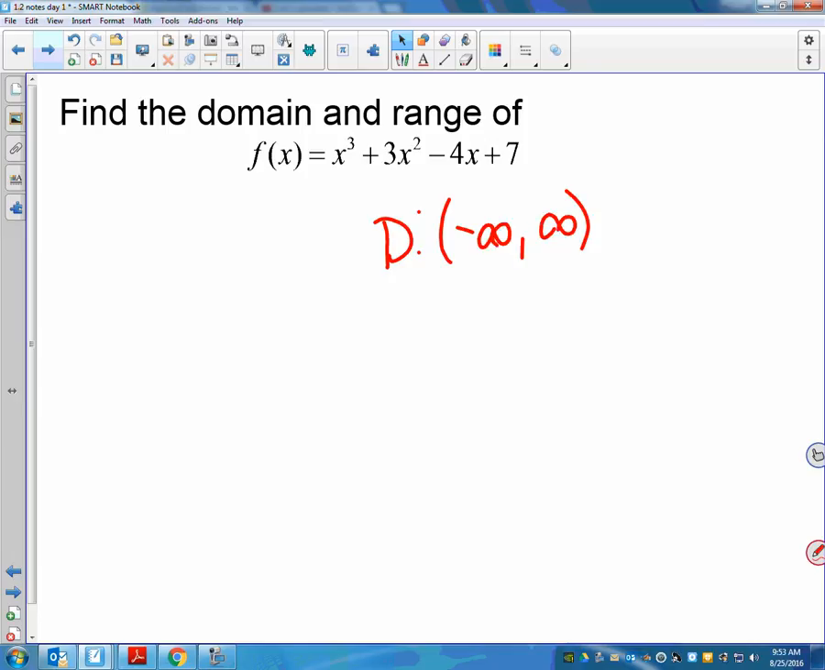And this is how I think it's best to write all real numbers. If you want to write this in set notation, you have to say all x's such that x is a real number, which you could write that out, or do you know the symbol for real numbers?